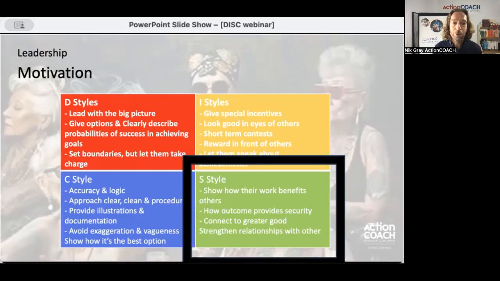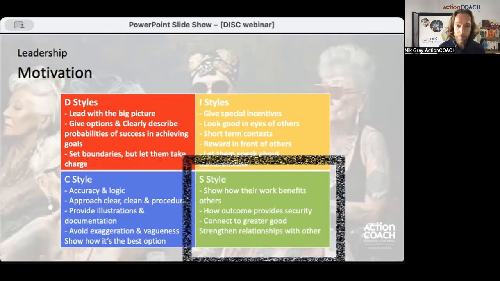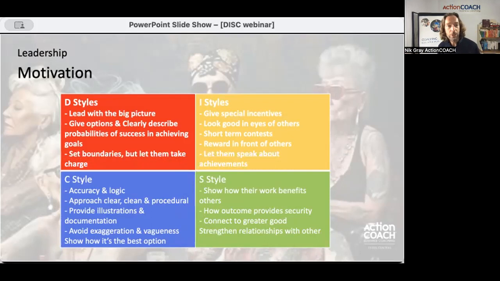S's, show them that their work benefits others. They like to be helping others, and how the outcome provides security for them, their family, their team, and connect to the greater good and strengthen their relationships with others. So that's about motivation. So who do you know in your team who's a D, an I, an S, or a C? And how could you use that to motivate them in your business?